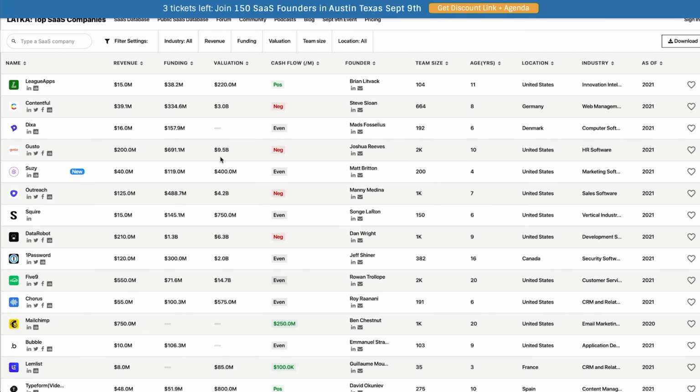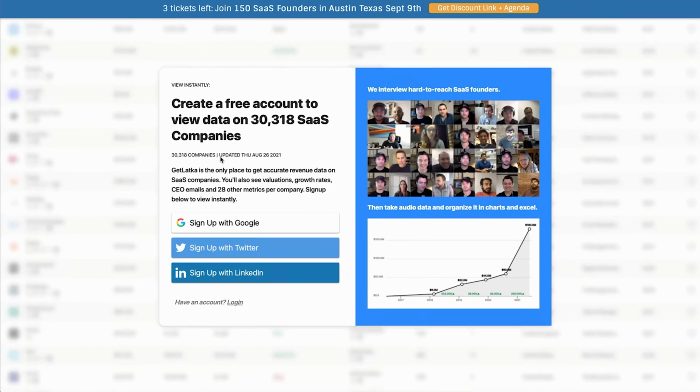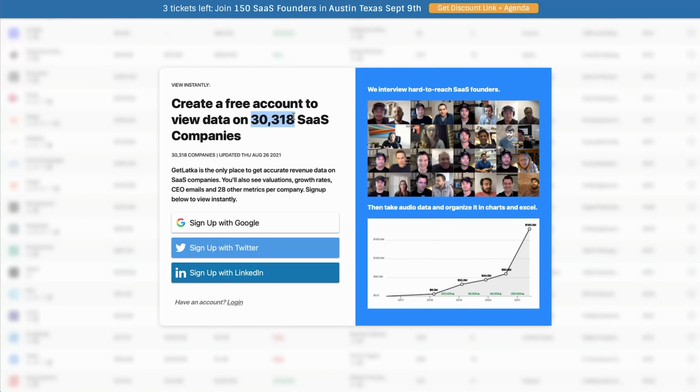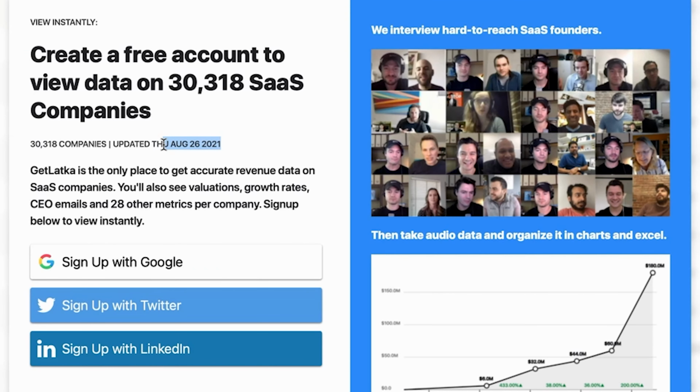And he gets you hooked with the first few listings. But as you scroll down the page, you hit this free wall, where you have to sign up in order to see more information. There's some great strategies at play here. Firstly, they're increasing the perceived value by telling you about the number of companies that you're going to get data on. They're showing you when it was last updated, yesterday.